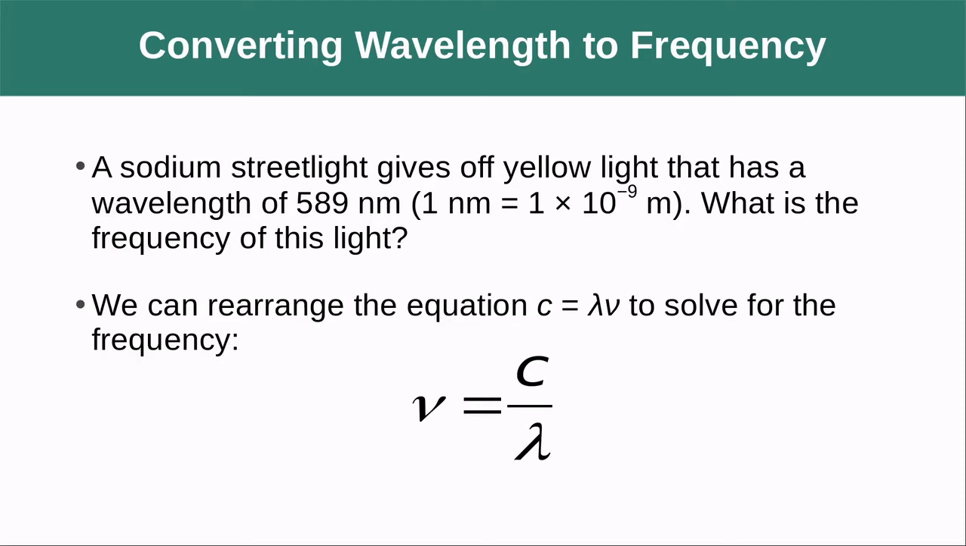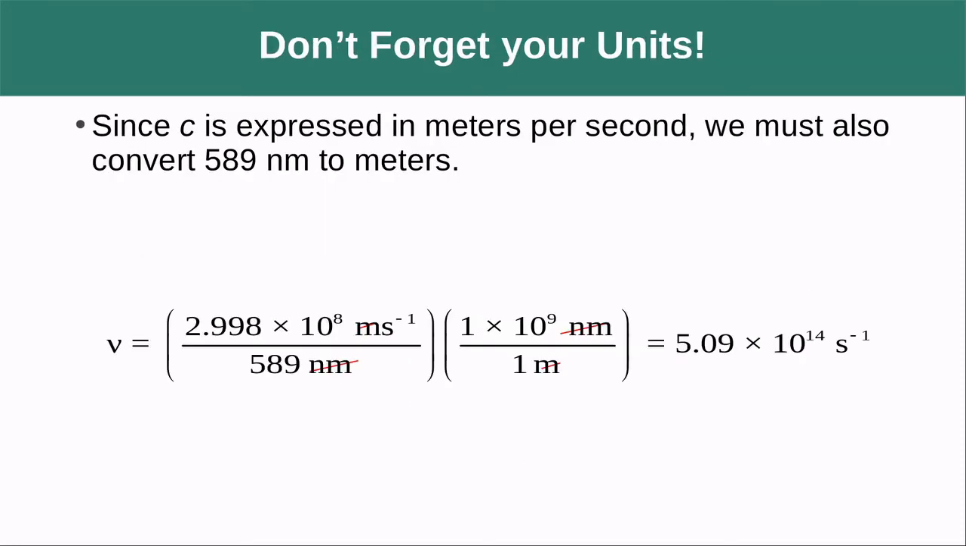We know the speed of light. That's that 2.998 number. We have the wavelength in 589 nanometers. We do have our speed of light in units of meters per second, and we have this in nanometers. So we're going to have to make a conversion here. We need this to be in meters. So we make our conversion here, and we wind up getting 5.09 times 10 to the 14th reciprocal seconds.